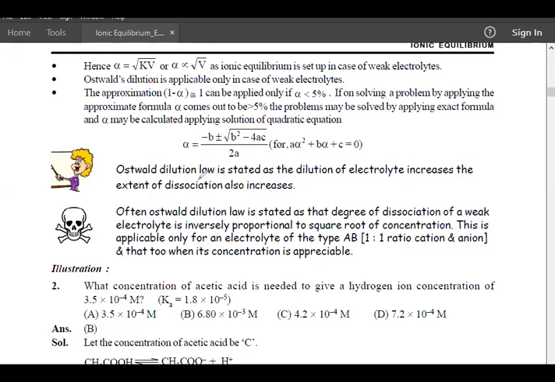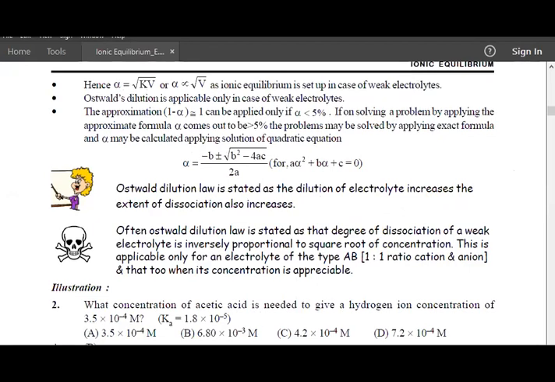Right, everyone? Now, what about strong electrolyte? Strong electrolyte will be easily dissociated, no issues, like NaCl, right? If NaCl is 1 mole, then after dissociation Na plus will also be 1 mole and Cl minus also 1 mole. No need of equilibrium. Yes or no? Okay, very good, right? Now, just try to solve this problem. Question number 2. Everyone, try to solve question number 2.